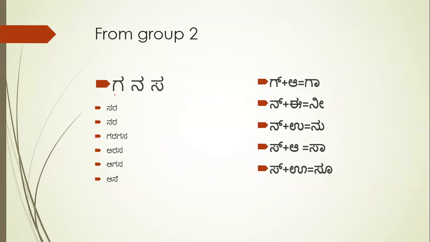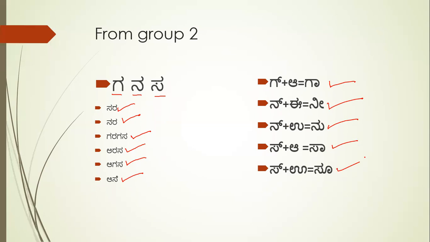The next group is g, na, sa. So here we have sara, nara, garagasa, arasa, agasa, ase. If I combine half g plus a, it becomes ga, half na plus e, ni, half na plus u, nu, half sa plus a, sa, half sa plus u is su.